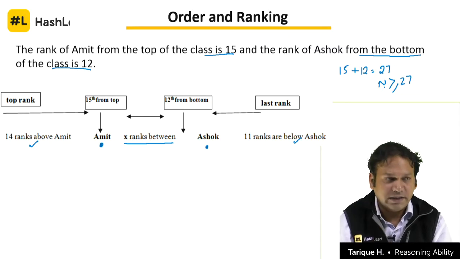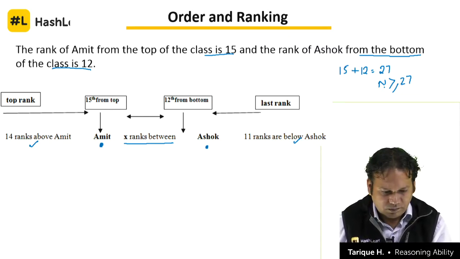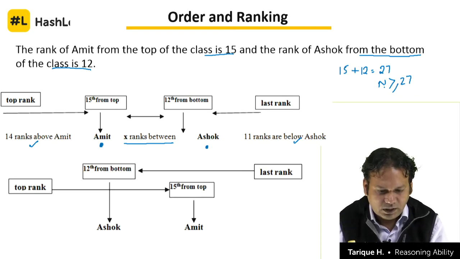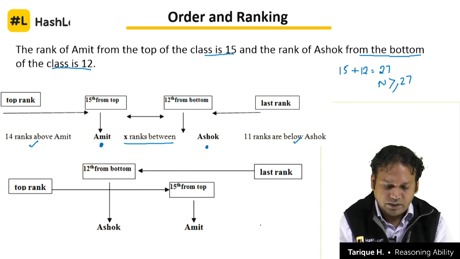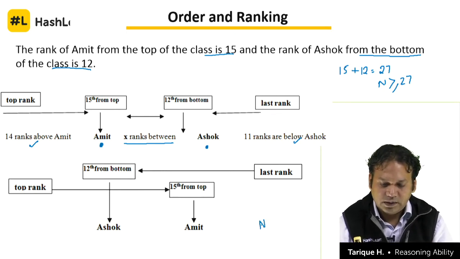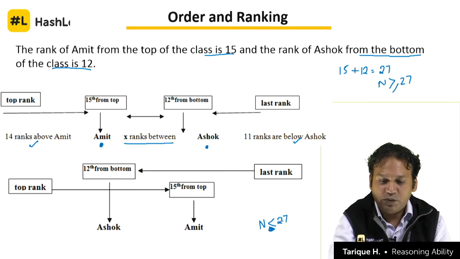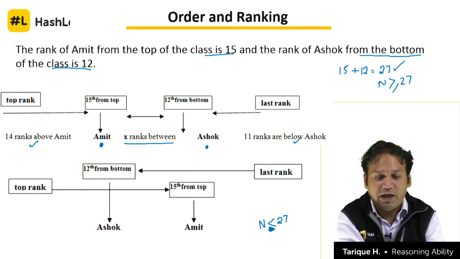What is the second scenario? Let's see. The second scenario is that the number of students in the class is less than or equal to 27, or less than 27. And what is 27 here? 27 is the sum of the ranks of Amit and Ashok combined.